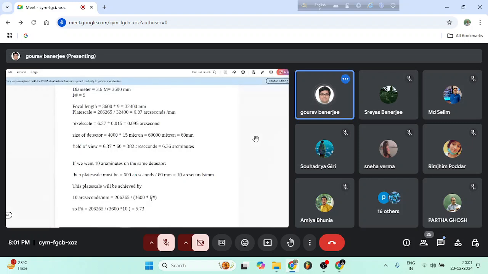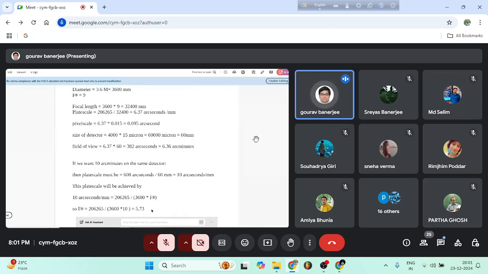And well, you just take f number to the left and top, and 10 arc second drops down, and then the f number should have been 5.73. Yes. So if you had this telescope, put output a f number of 5.7, then it would have produced a 10 arc minute field of view on the given detector.